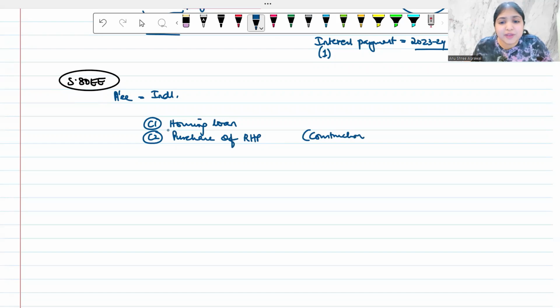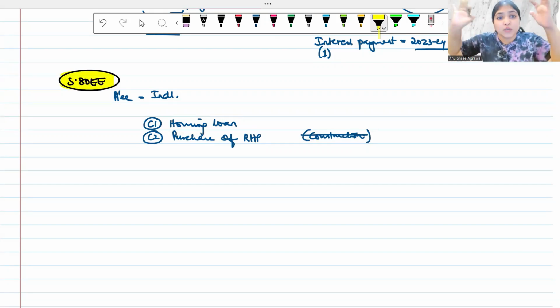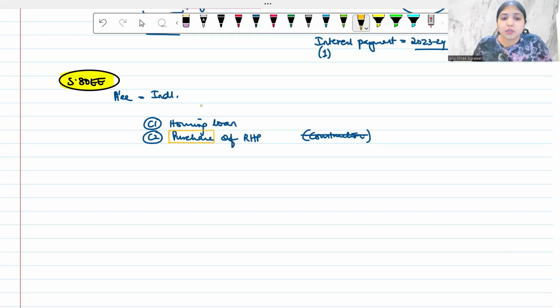See, this is a very, very unique point about 80EE. The thing is, understand, in the whole of Income Tax Act, purchase and construction generally go hand in hand. Whenever you talk about purchase, you also talk about construction. That is how it is generally everywhere in the Income Tax Act. Only in 80EE and your next section 80EA, only in these two sections, there's a very special point. We're talking about purchase of house property, not construction of house property. Are you understanding? Otherwise, everywhere in your Income Tax Act, purchase and construction go hand in hand.